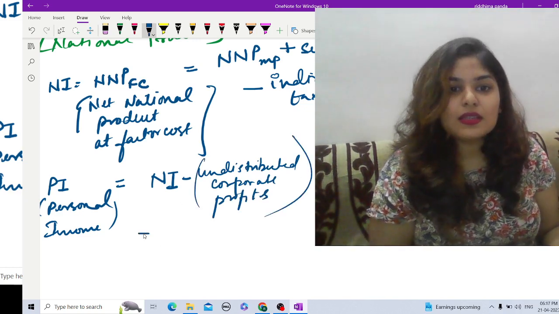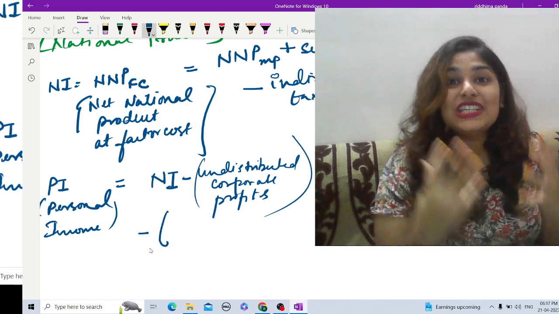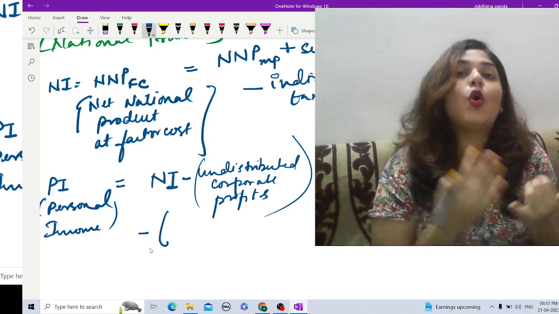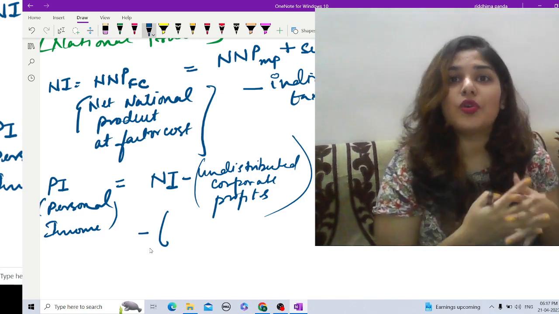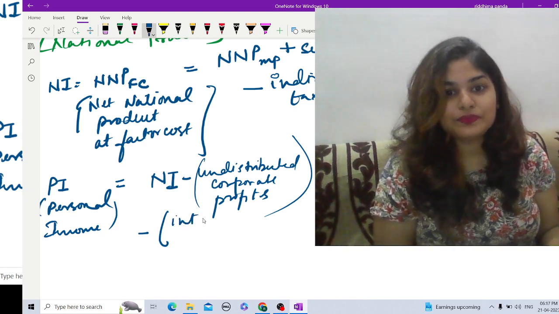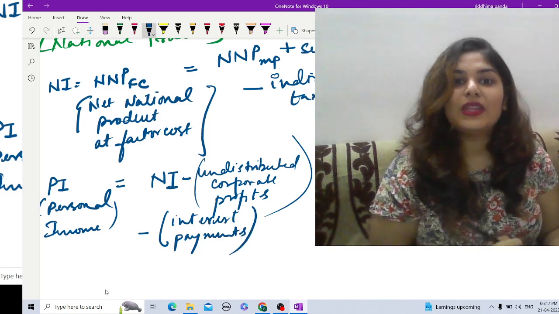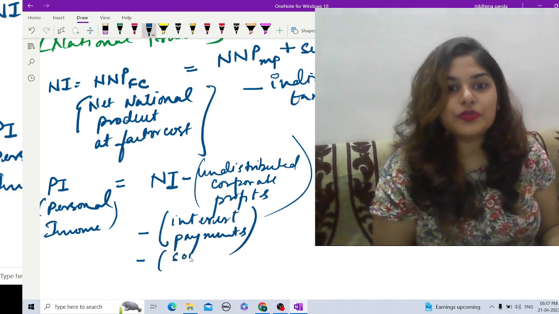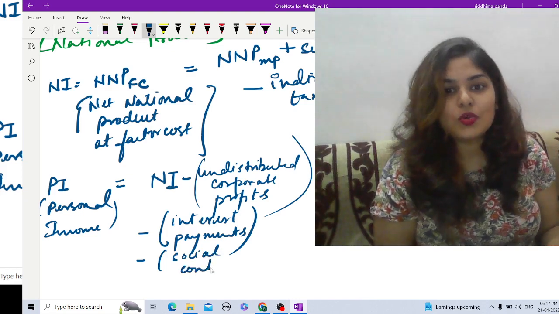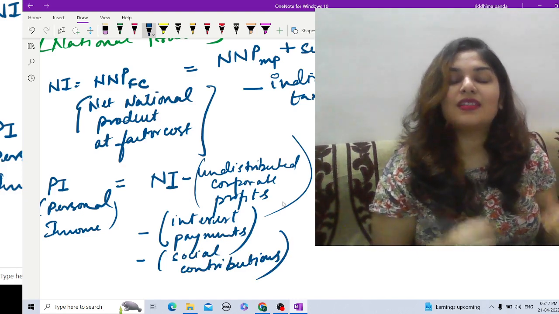Minus, again, I'm going to subtract all the interest payments. For example, you have a home loan, car loan, and whatever different types of loans that you have to pay. So those are all the interest payments that we will subtract, okay? And social contributions. If you make any social contributions, that is from your national income. So all these are subtracted.